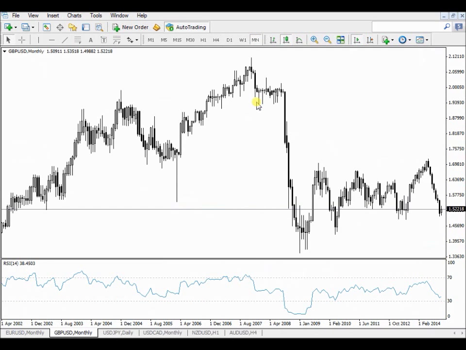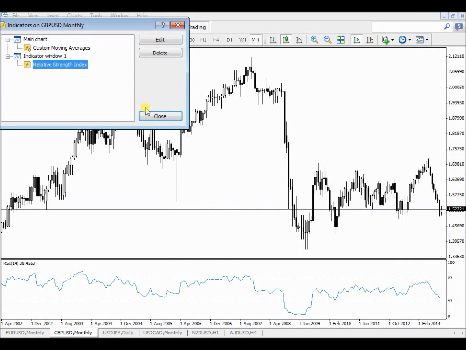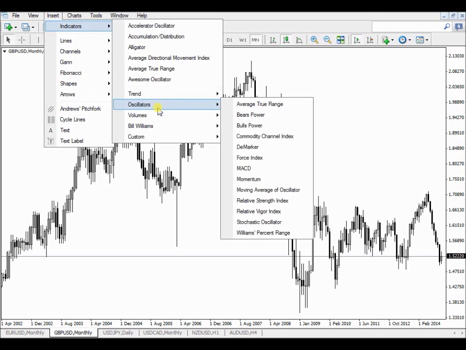Alright, this is the British pound. Let's put in our indicator again. Alright guys, while I'm going through it, if there are any questions you can ask now. And we put in an indicator, our stochastic. We will do one more indicator after that.